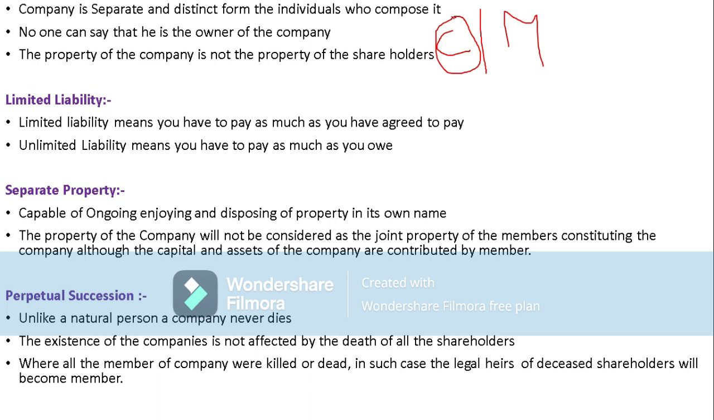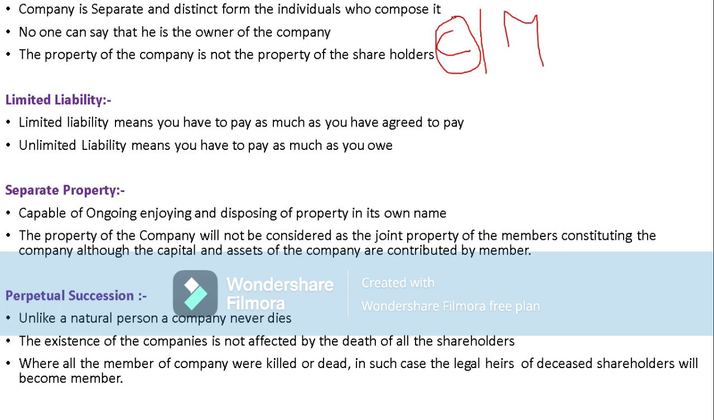So what does limited liability mean? What does unlimited liability mean? Limited liability means you have to pay as much as you have agreed to pay. Agreed to pay, in the sense that we will have a certain amount of shares. For example, if you agreed to pay 10,000, you are liable for 10,000 only, not beyond that 10,000.